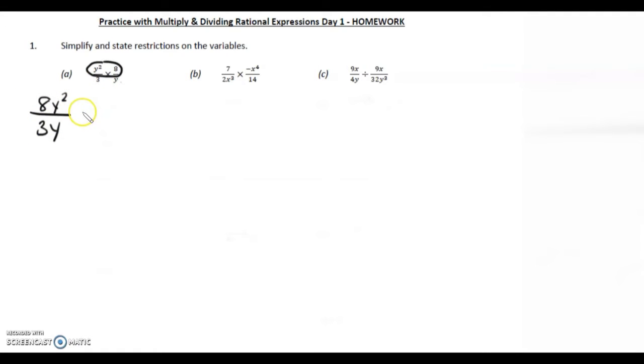So before canceling anything out, we can state the restriction. y does not equal 0 because we have y in a monomial in the bottom, in the denominator. Now, this y squared and this y cancel out, and we're left with 8y over 3.